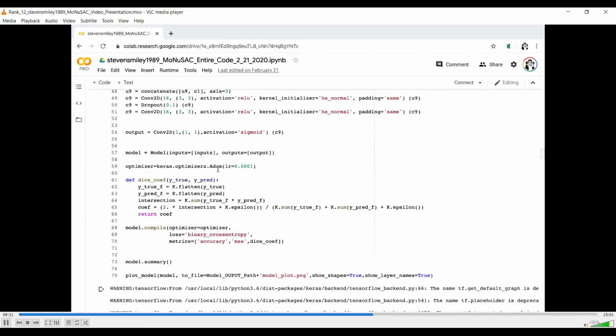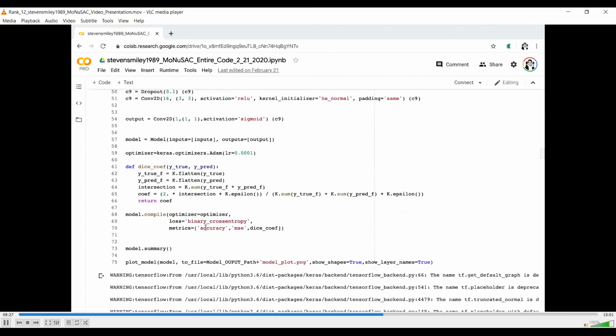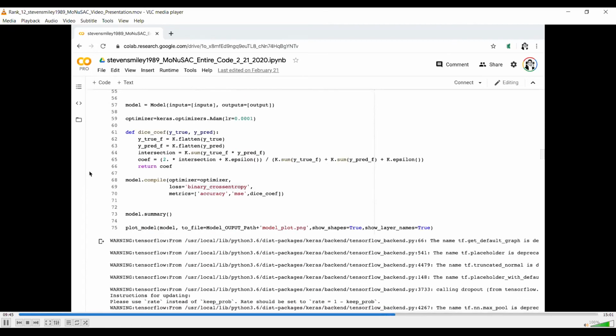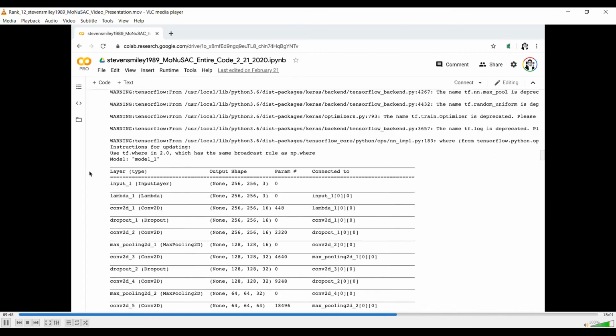I used the Adam optimizer with a learning rate of 0.001. I tried several different learning rates, and this one just seemed to work well enough. Looking at the outputs, dice coefficient, accuracy, and mean squared error were the metrics I used when I compiled. And I used binary cross entropy because I was dealing with the sigmoid activation function for each class. That meant that the output was between 0 and 1, so it would make a binary mask pretty much.